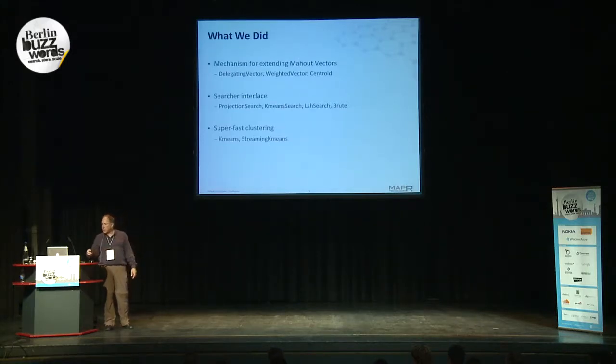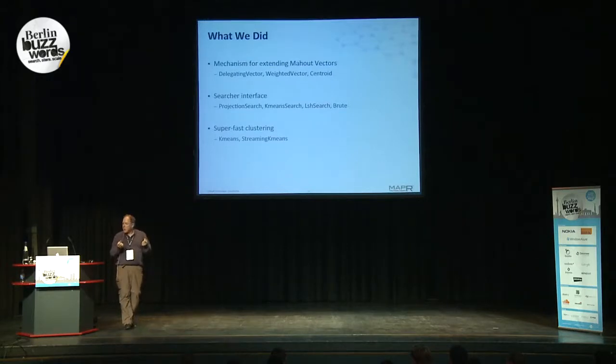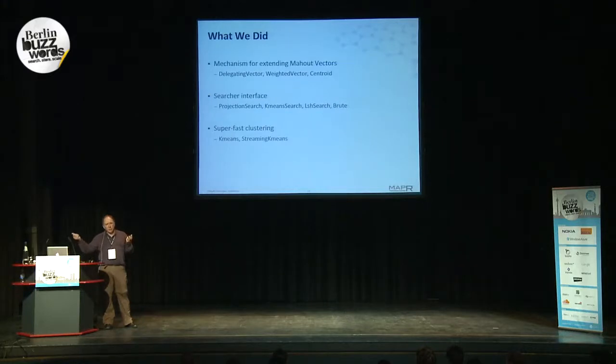This is for clustering. We built a searcher interface, which is contradictory to the Mahout search API, so we're going to have to fix that. But it had a projection search. I'll talk about that in a sec. It had a k-means search, a locality-sensitive hashing search, and a brute force search. The brute force search is just there for test cases.